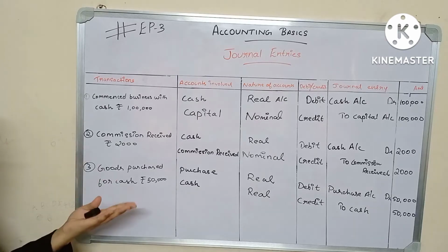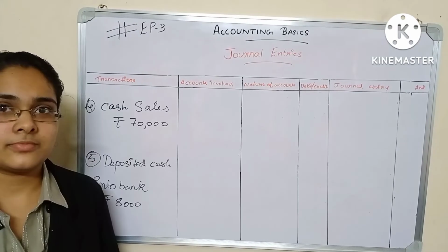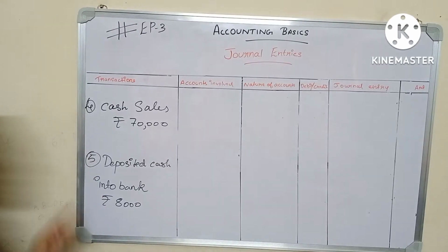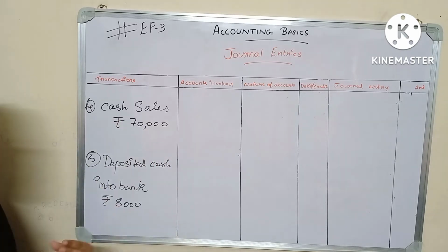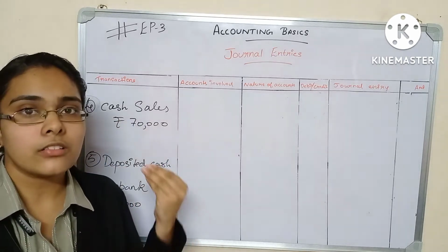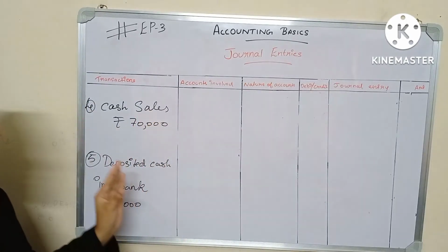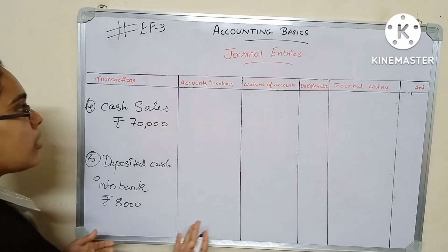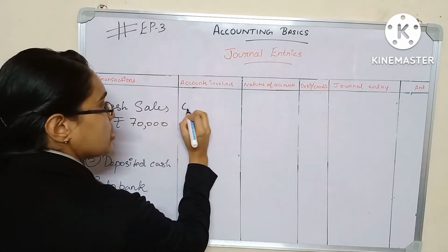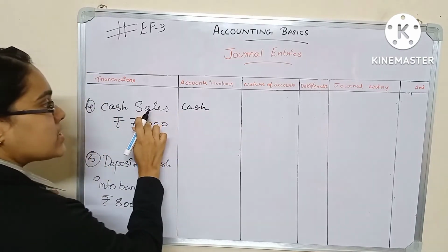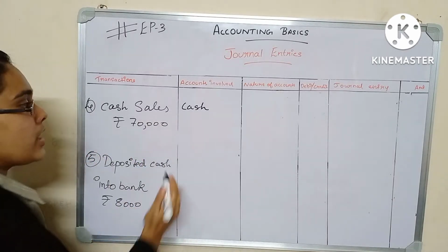Now let us consider two more examples. The first one is cash sales. Again, you're going to sell your goods. So you just simply write sales there. Which are the types of accounts involved here? First one is cash, and the next one is you're going to sell goods. So when you're selling goods, you simply say sales.